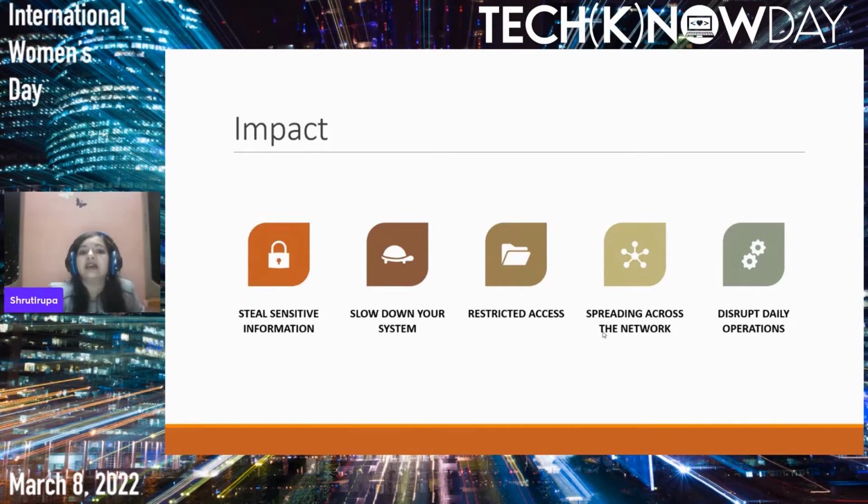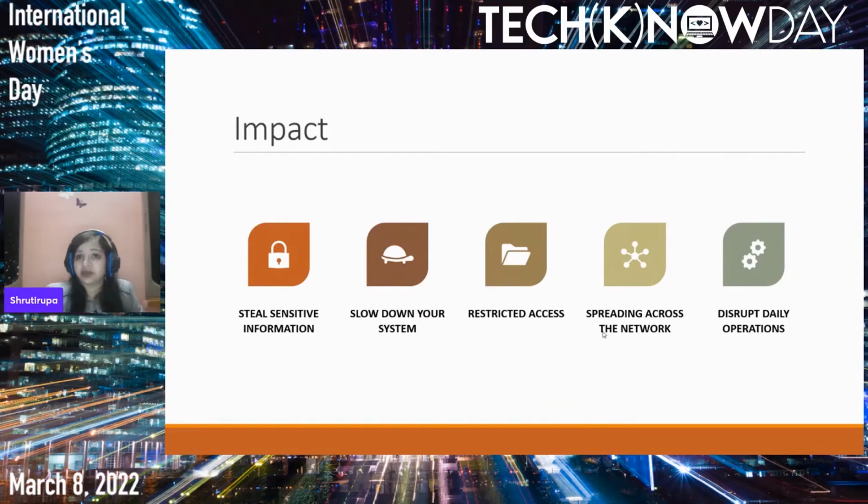Restricted access: maybe you are an admin to your server, to a database server, and the attackers have infected your system, hence your database, and they have restricted your access to the database, hence disrupting or taking away all the data from the database and disrupting all other kinds of authorized access. So they can perform these kinds of activities as well.